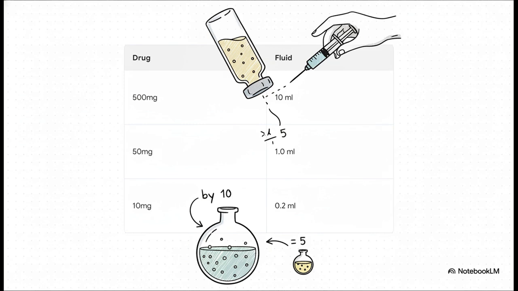If we mathematically divide both of those numbers by 10, we see that it's the exact same concentration as having 50 milligrams in 1 milliliter of fluid. And if we divide that by 5, the math shows us this ratio is mathematically identical to having 10 milligrams of drug in just 0.2 milliliters of fluid. You see, the concentration is completely uniform throughout the vial. We just need to pull out the exact volume of liquid that gives us the weight of the drug we want.